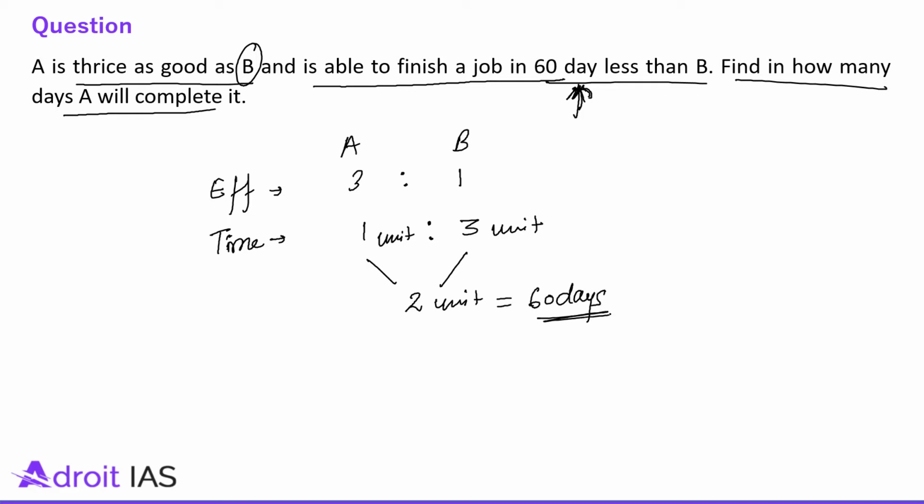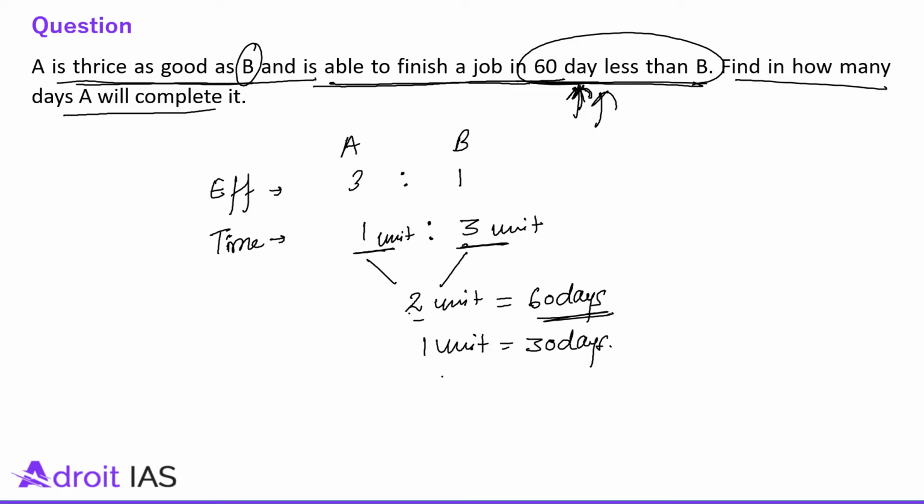Friends, why am I doing it? The question says A is thrice as good as B and is able to finish a job in 60 days less than B. It means the difference of time taken by A and time taken by B is equal to 60 days, right? So here A is doing the work in 2 units lesser time than B. And 2 units is equal to 60 days, then 1 unit is equal to what? 30 days. So 1 unit is equal to 30 days.